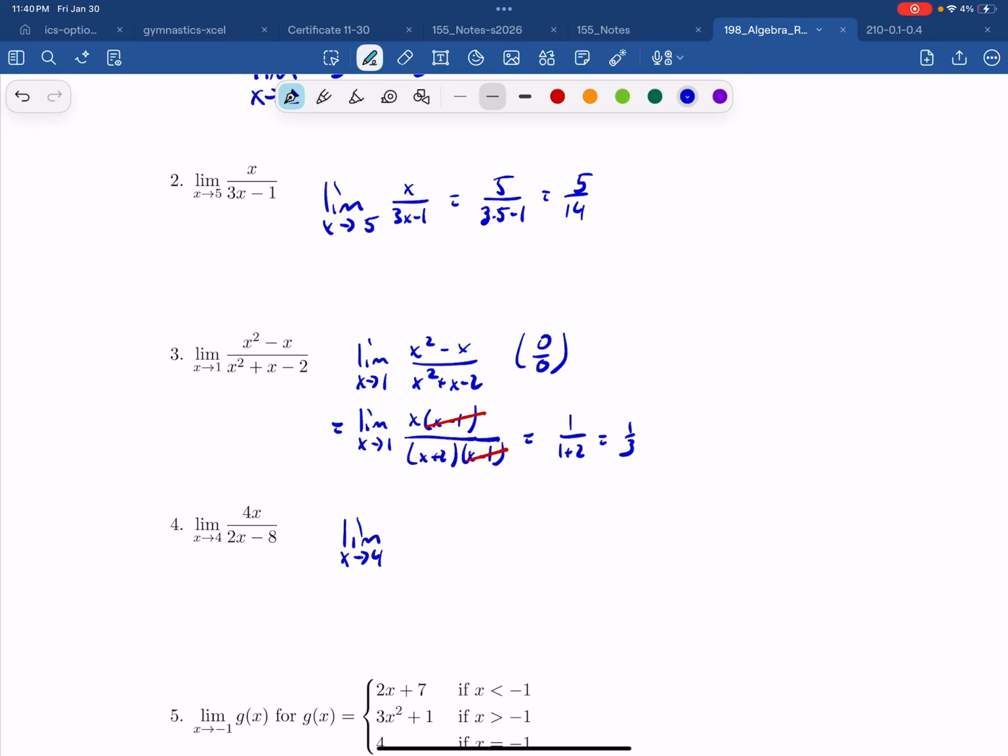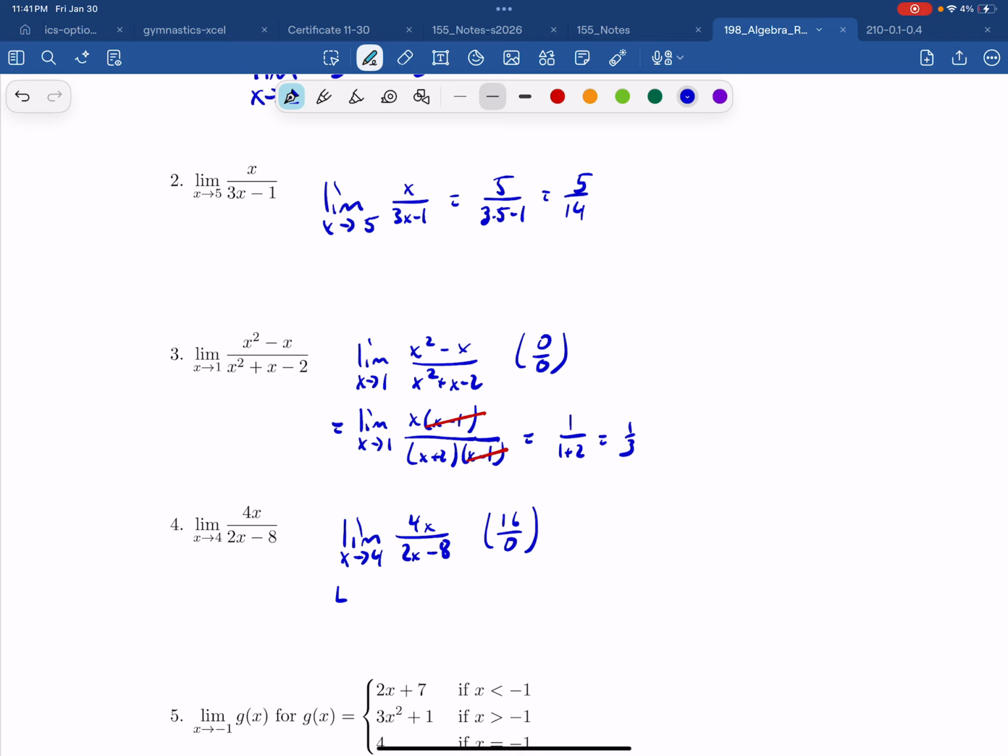Number 4 is a similar deal. You might notice if we plug in, well, actually, we don't get 0 over 0, do we? But we do get 16 over 0. Now, remember, this is a situation where we're going to have an infinite limit, a non-existent limit, but we just need to take the left and right-hand limits.